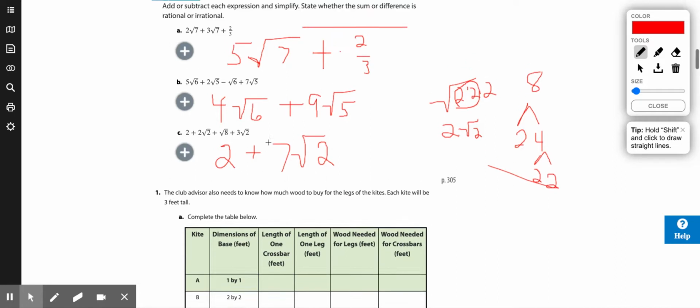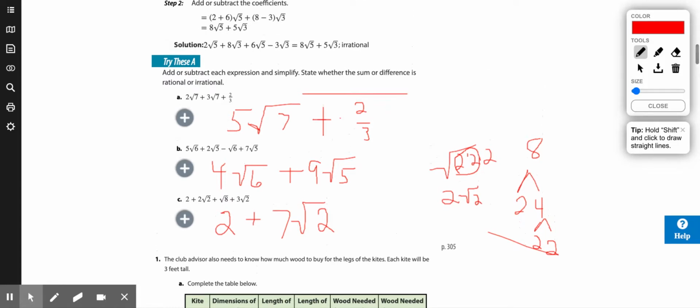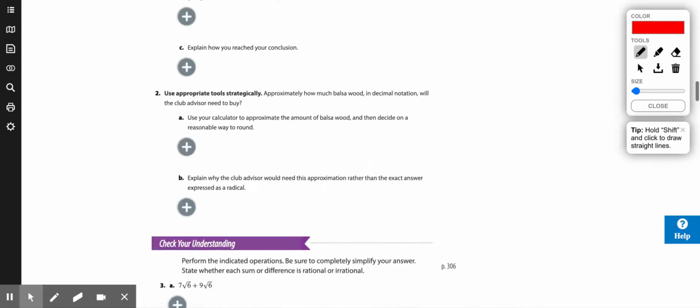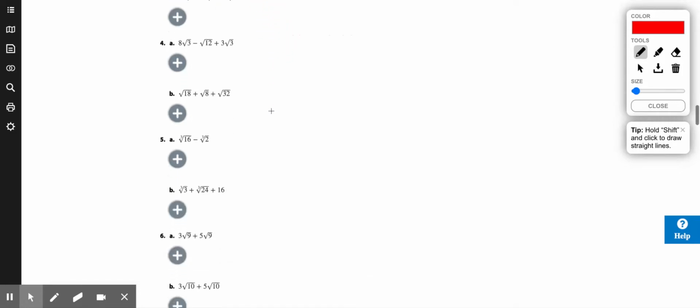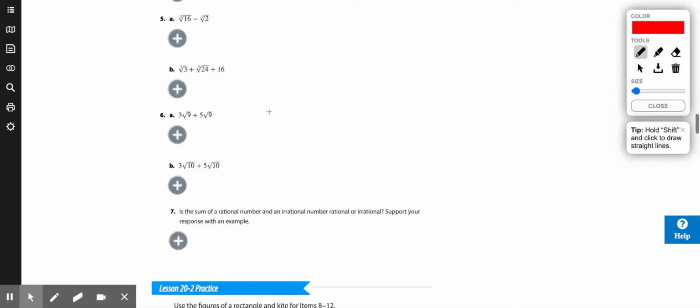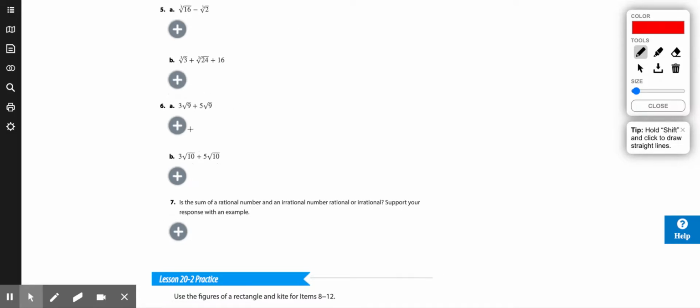So remember, combining like terms like we've done before, x's with x's, y's with y's, square roots of the same radicand with the same radicand. All right, let's just look at 7 square roots of 6 plus 9 square roots of 6 is 16 square roots of 6. See? Sometimes we might have to break these things down, but they will simplify to be the same thing.